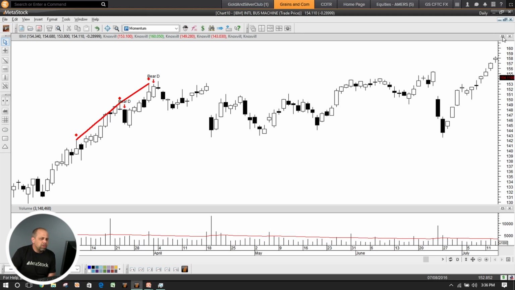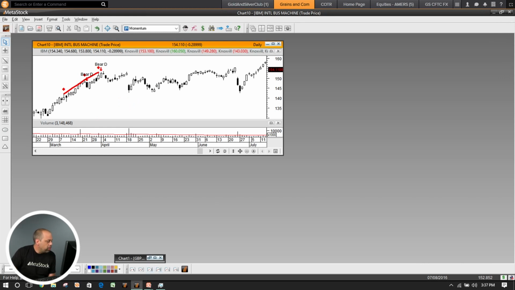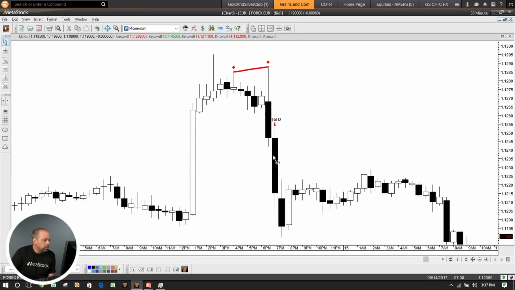I'm just going to show you one more example. I want you to understand that it works on a lot of different time frames as well. If we come over here to the euro, right here we had a really good divergence. You don't necessarily have to look at momentum. The template will do that for you. But here we had a very nice divergence, and here you get your signal. Very, very big sell-off in the euro.